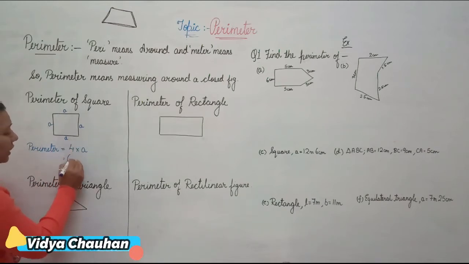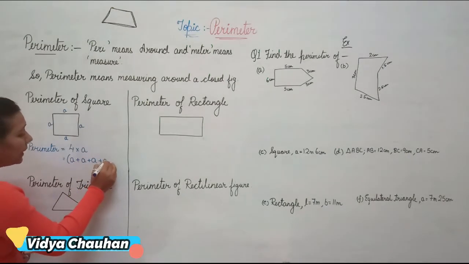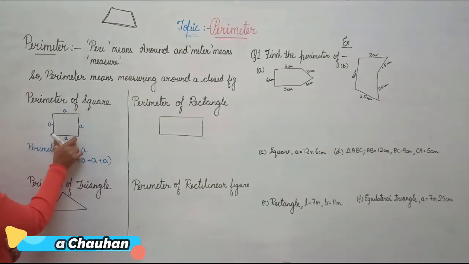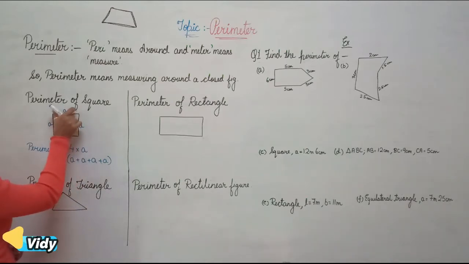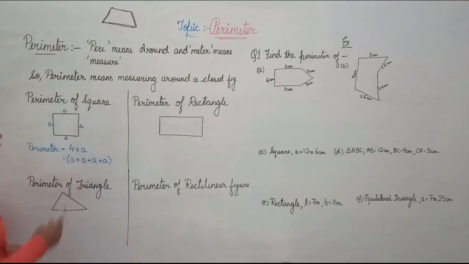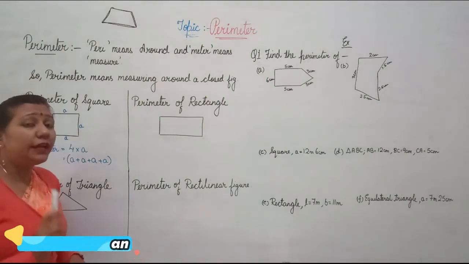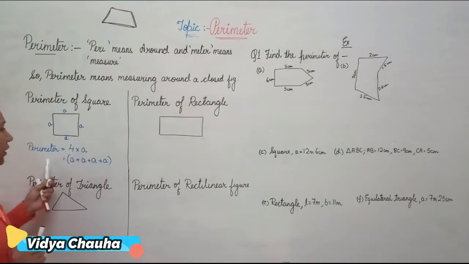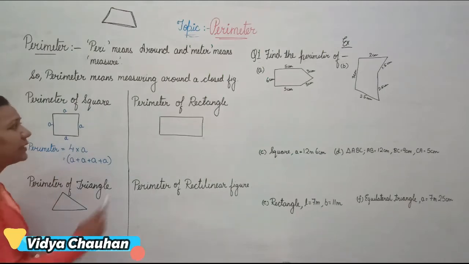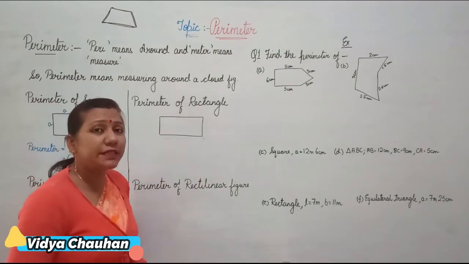That means it is actually A plus A plus A plus A: the length of the first side, second side, third side and fourth side. So this is how we can find the perimeter of the square, 4 into side. This is your first formula. Please remember this. Coming to the second figure, in which you have to find the perimeter of a rectangle.